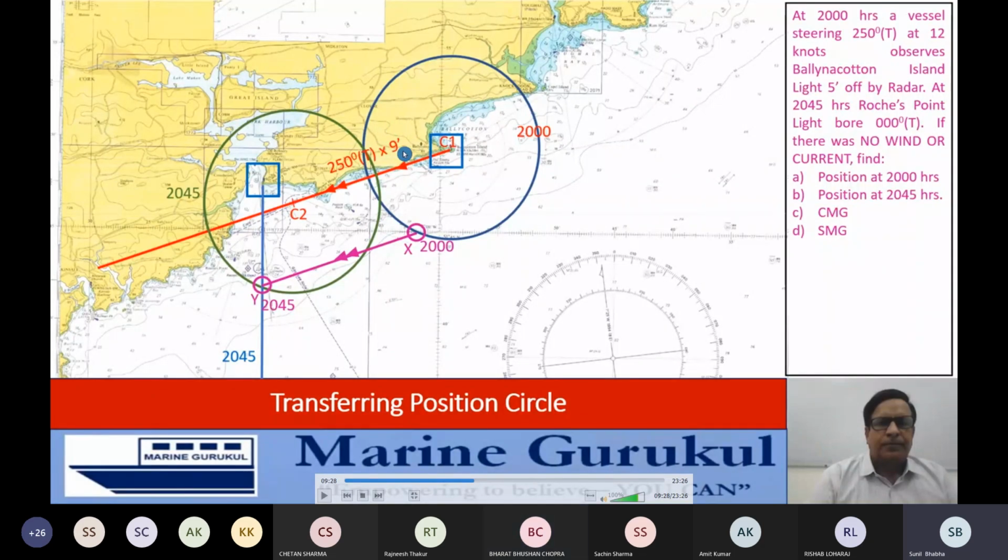See this distance here, 9 miles. Yes, sir. So this C1, C2 is the distance made good or the engine distance. Both are the same in this question. So this is for 45 minutes, beta. Yes, sir. But the question asked for speed made good. Okay, so yes, you are right. The distance made good is 9 miles. That is required for transferring the position circle. But the speed made good, we will have to convert to 1 hour. So it will come as 12 knots only. The speed made good will be 12 knots.